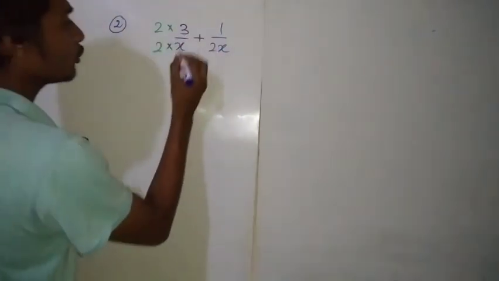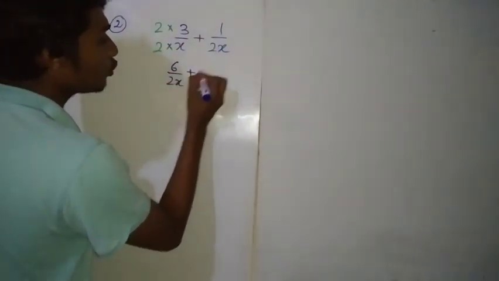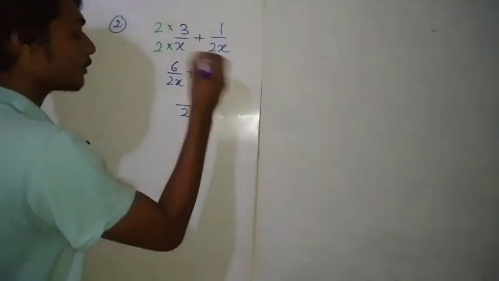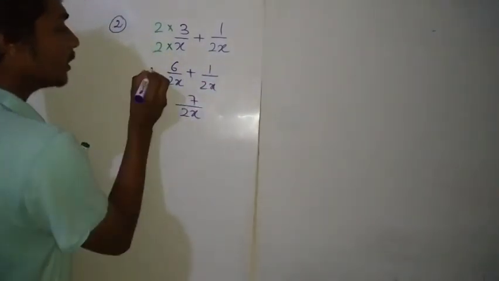So 2 into 3 is 6, giving 6 over 2x plus 1 over 2x. Now you have the common denominator 2x, so 6 plus 1 is 7, and the answer is 7 over 2x.